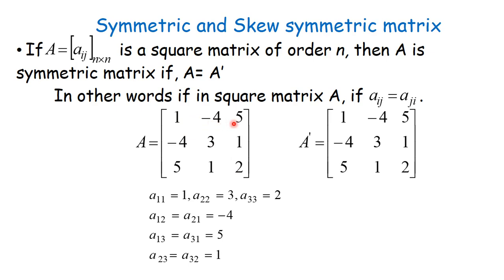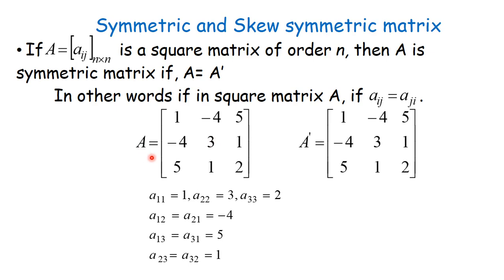Means this first row is interchanged to first column, second row is interchanged to second column, third row is interchanged to third column. If you see matrix A and matrix A dash, both are equal matrices. Means corresponding elements are equal in these two matrices A and A dash. Then I can say that the given matrix A is a symmetric matrix.